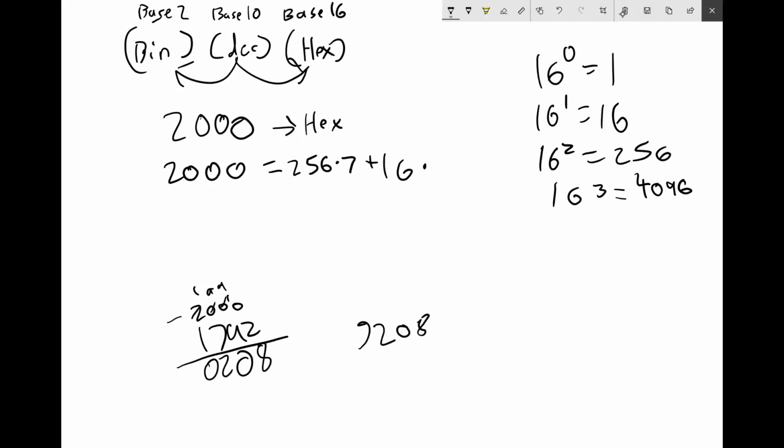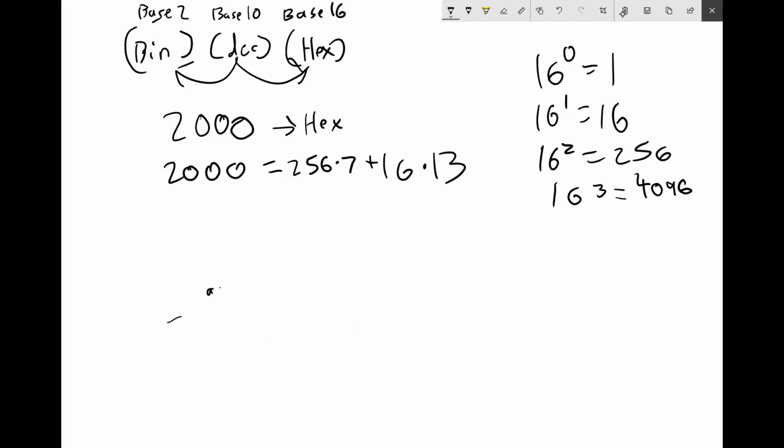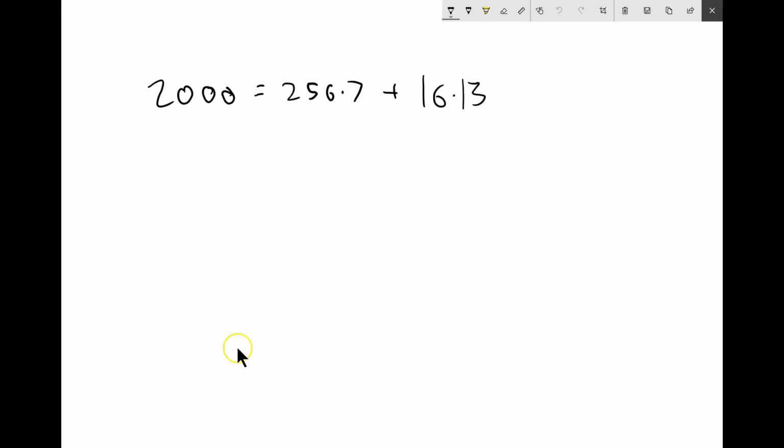208 divided by 16, we can do short division for that. One remainder, 4. How many 16s go into 48? That is 3. So we have 13 of them. So now we just erase all of this to give a small room. And now we can represent 2000 in hexadecimal form.